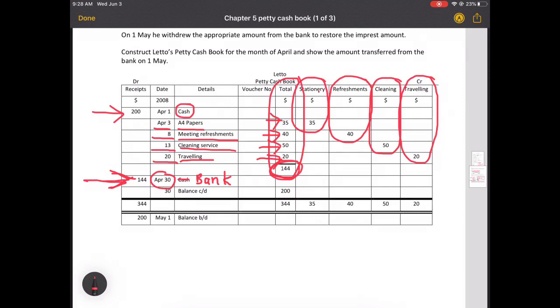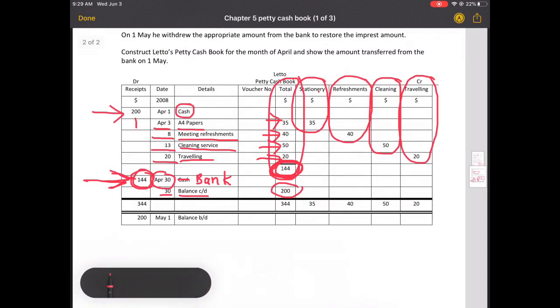So at the end of the month, you will reimburse the amount you spent. I'm going to emphasize here, you reimburse the amount you spent. Whatever you spend here, that is the amount you will reimburse. So now you find the balance. On the last day, the balance c/d is back to 200 because you have already reimbursed the amount you spent.